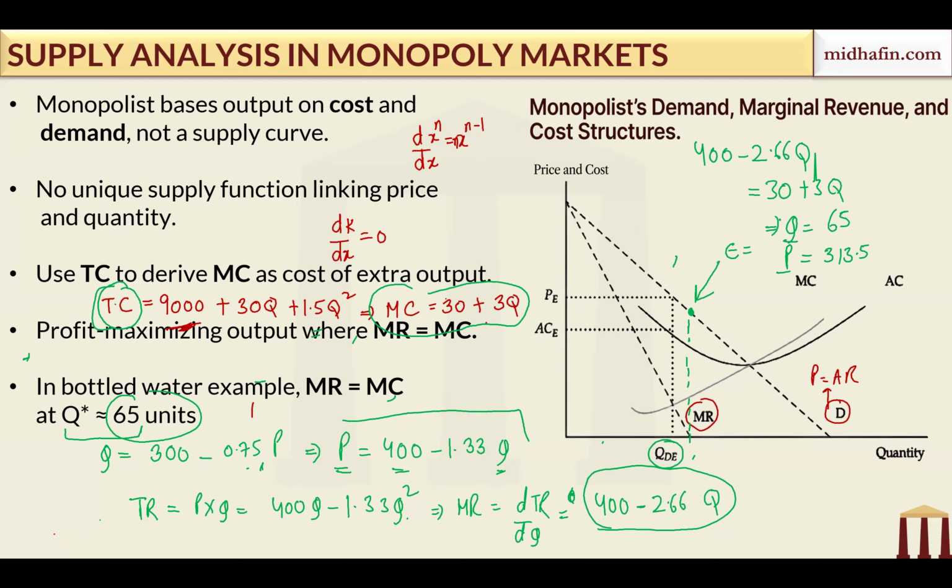Okay, so this is your assignment. Just make sure that you calculate the profit for this particular example. So you can calculate the total cost with Q equal to 65. You can calculate the total revenue also.